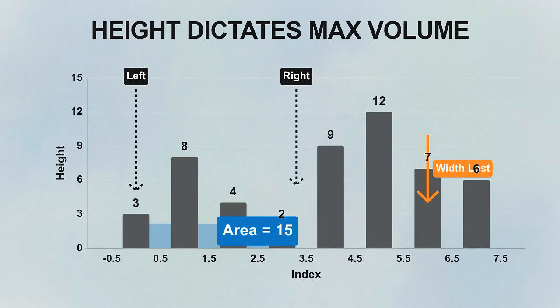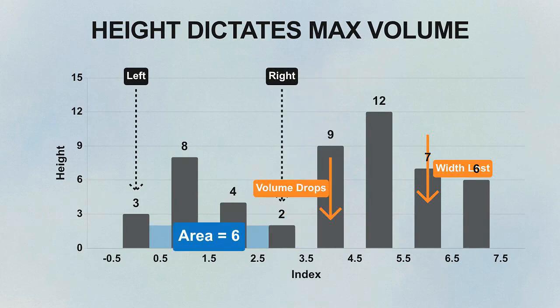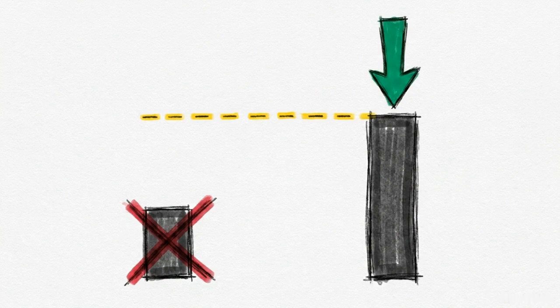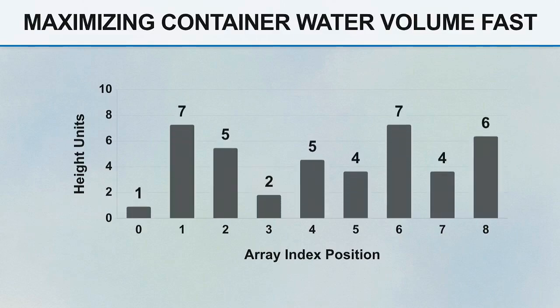If we shift that taller line again and hit a much shorter line, the container's volume drops aggressively to match this new, lower bottleneck. Shifting a taller line guarantees the area will either shrink or stagnate. To overcome the loss of width, the only logical move is to discard the shorter line and hunt for a new, higher boundary. Now look at this board state.